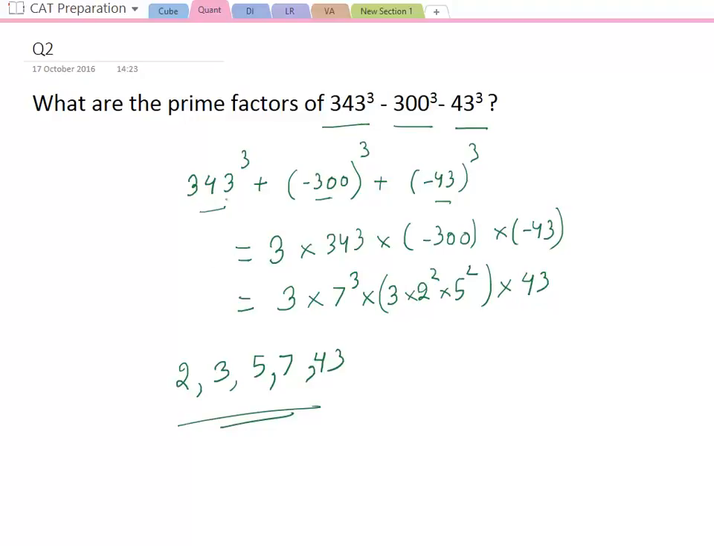Now, if you went ahead and calculated this number, it will be very painful, and the chances would be very low that you would be able to reach the right answer with enough confidence. So this is one question where application of identity helps a lot.